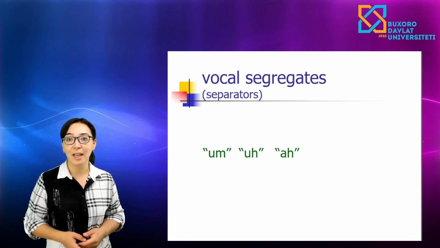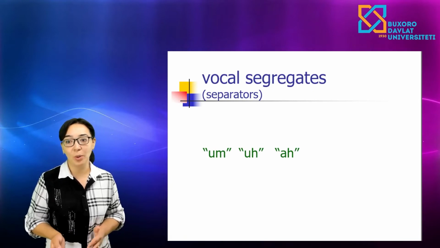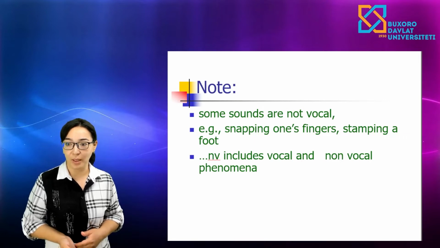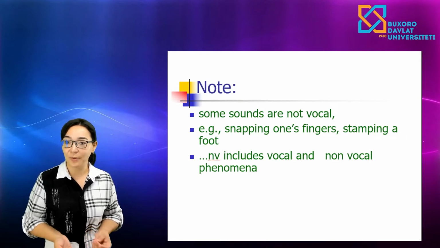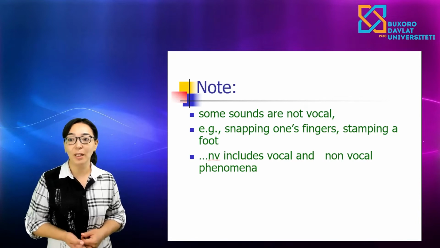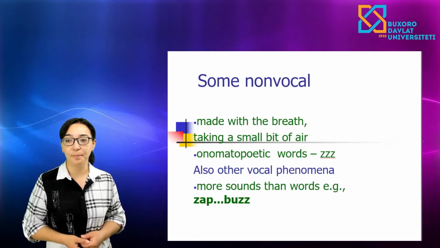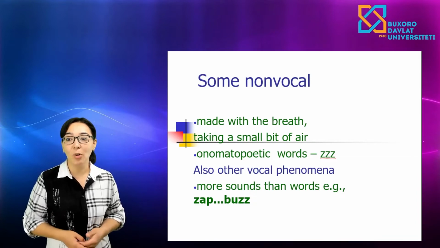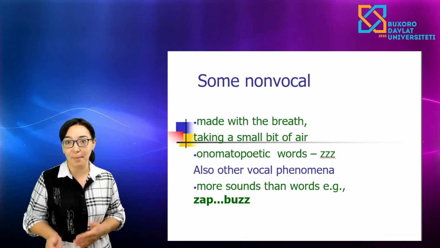Vocal segregates are separates like "uh-huh." Some sounds are not vocal. For example, snapping one's fingers, stamping a foot, and they include vocal and non-vocal phenomena, of course. Some non-vocal phenomena are made with breath, taking a small bit of air, or onomatopoeic words, or also non-vocal phenomena, more sounds than words, for example, zap or buzz.